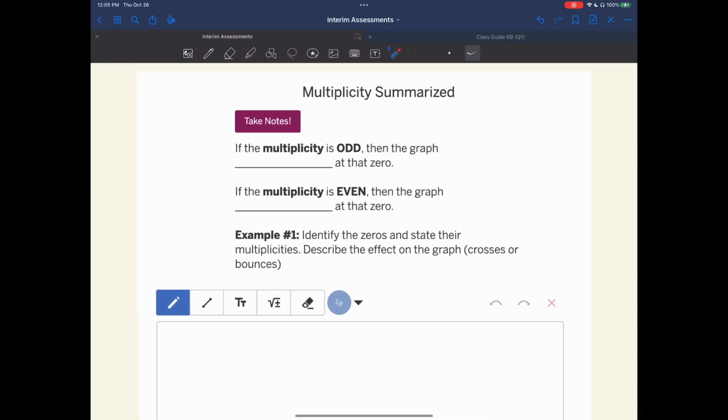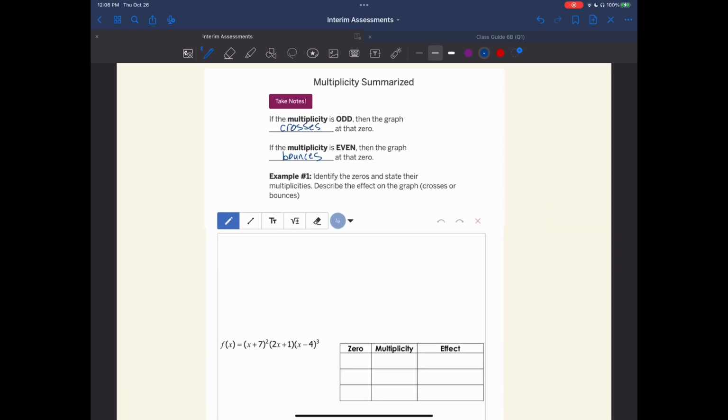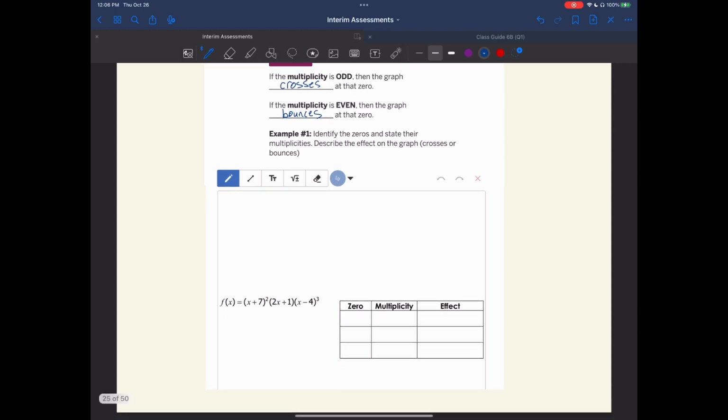If you want to write that down, go for it. If the multiplicity is odd, then the graph crosses at that 0 or x-intercept. And if the multiplicity is even, then the graph bounces at that 0. Again, feel free at any point to pause this, write this down, back it up, whatever you need. Fast forward if you feel like you've got this part, whatever you need here.